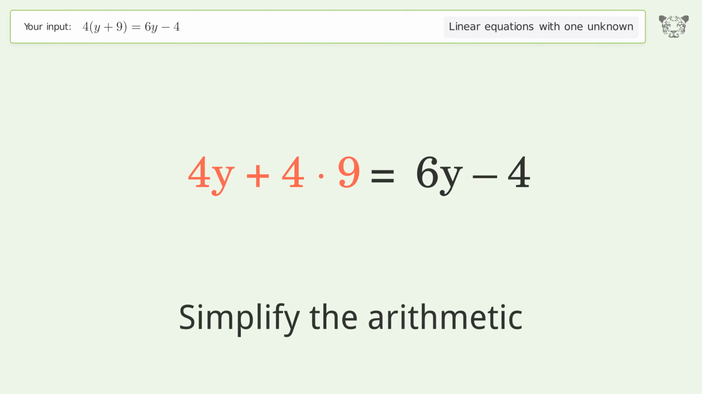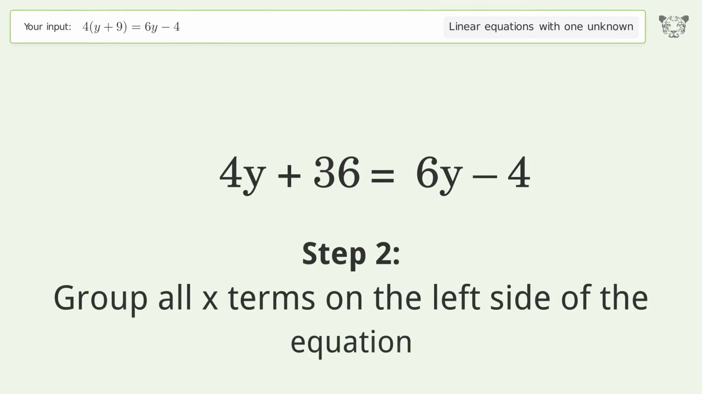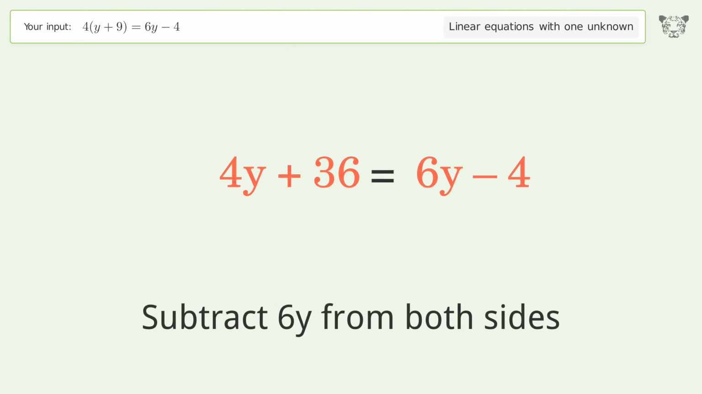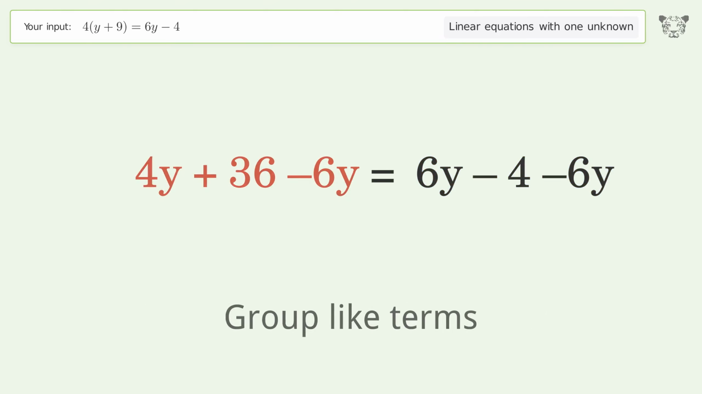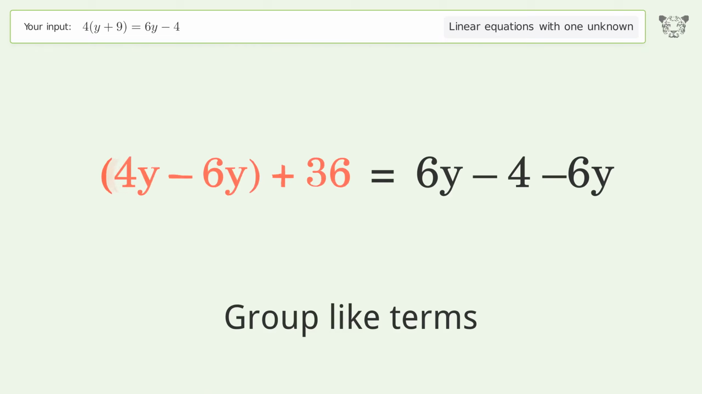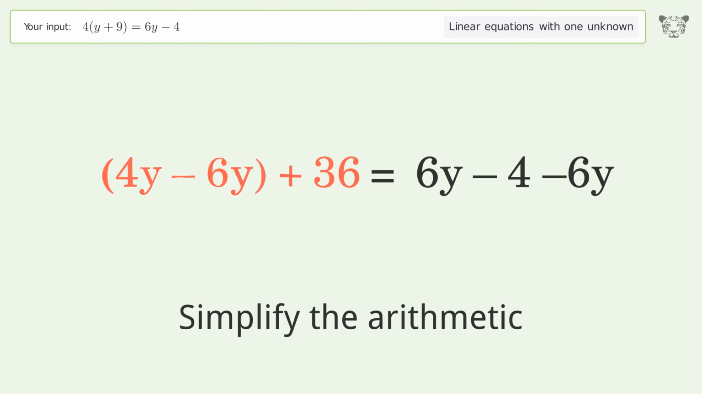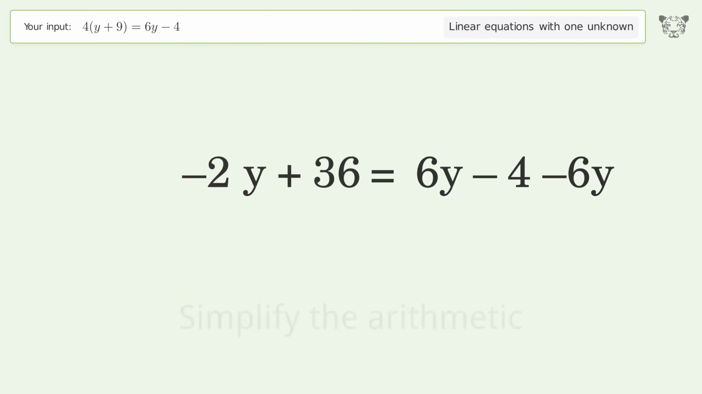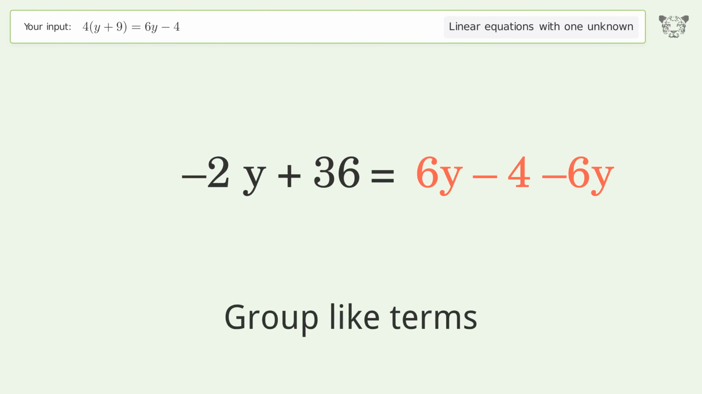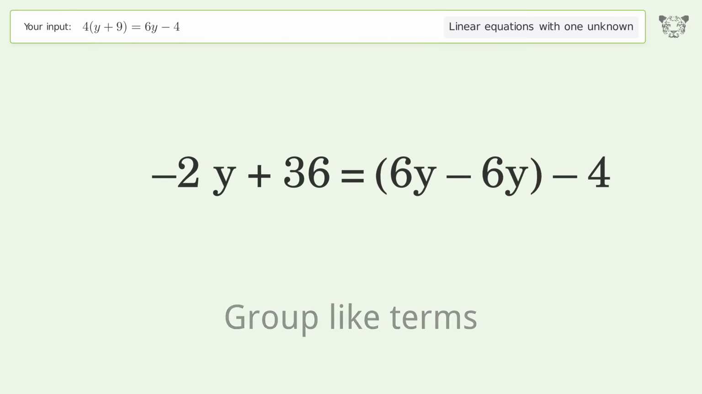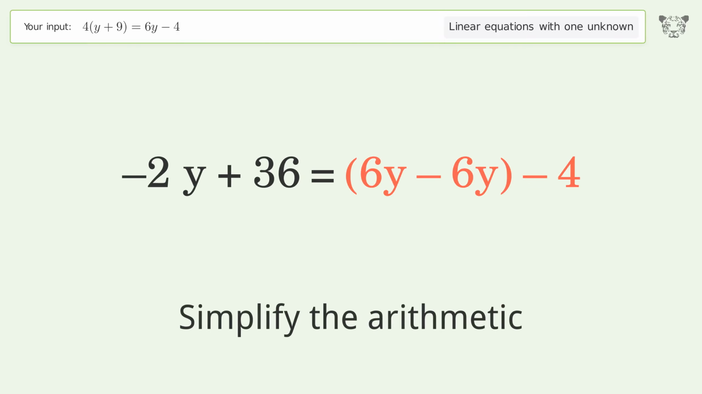Simplify the arithmetic. Group all x terms on the left side of the equation. Subtract 6y from both sides. Group like terms. Simplify the arithmetic. Group like terms. Simplify the arithmetic.